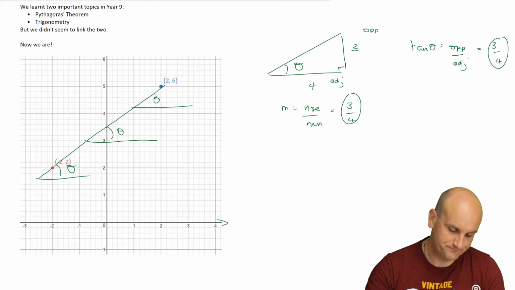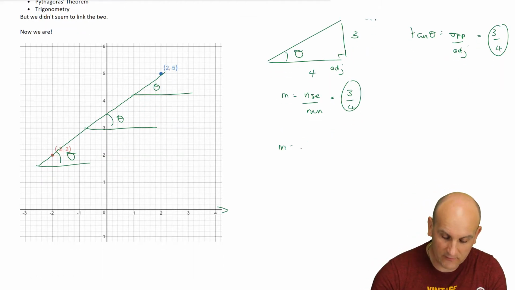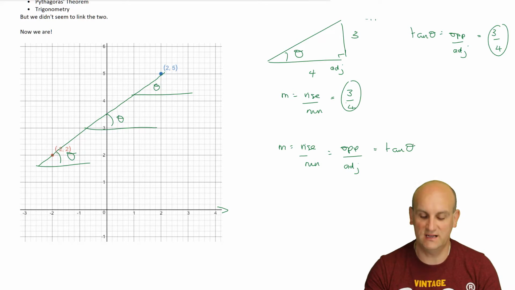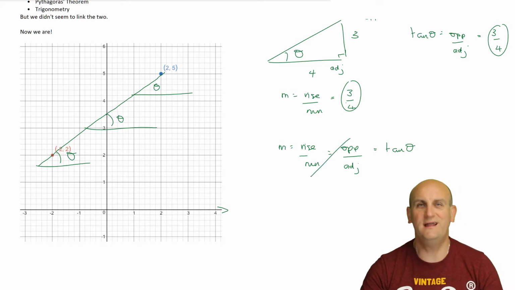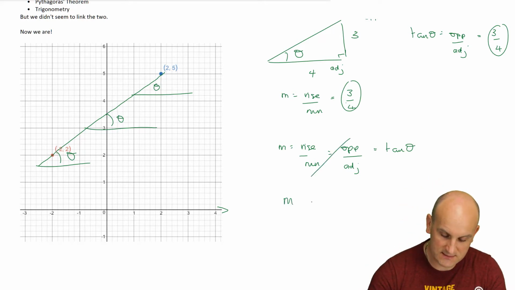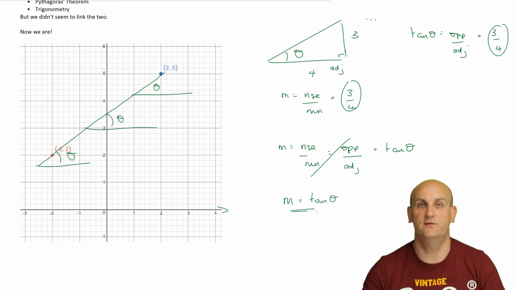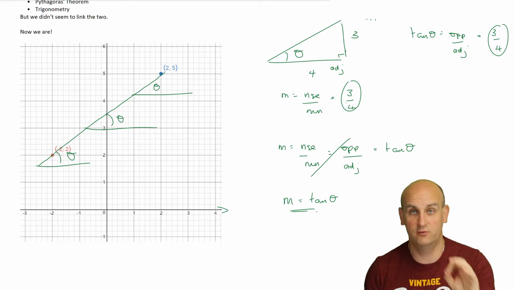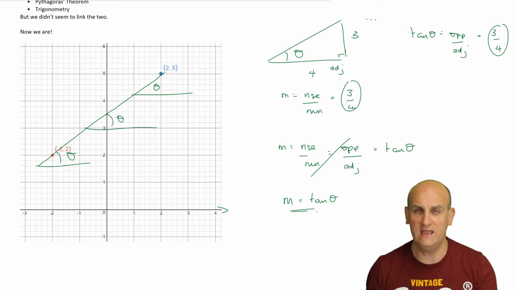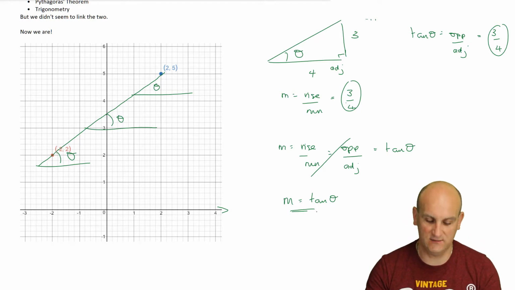Because in fact, we know that the gradient is equal to the rise over run, and we can write the rise as otherwise known as opposite, and the run as otherwise known as adjacent, which we just so happen to know stands for tan theta. Then we can cut out the middlemen and say that our gradient is equal to tan theta. OMG, this stuff is freaking awesome. So what it basically says is, if I know the gradient of a line, I can find the angle between that line and, in this situation, the positive direction of the x-axis.